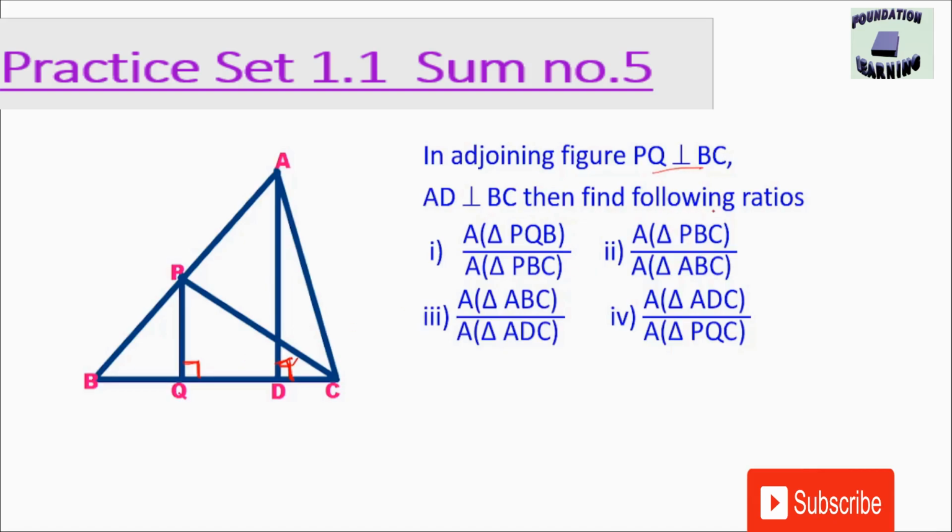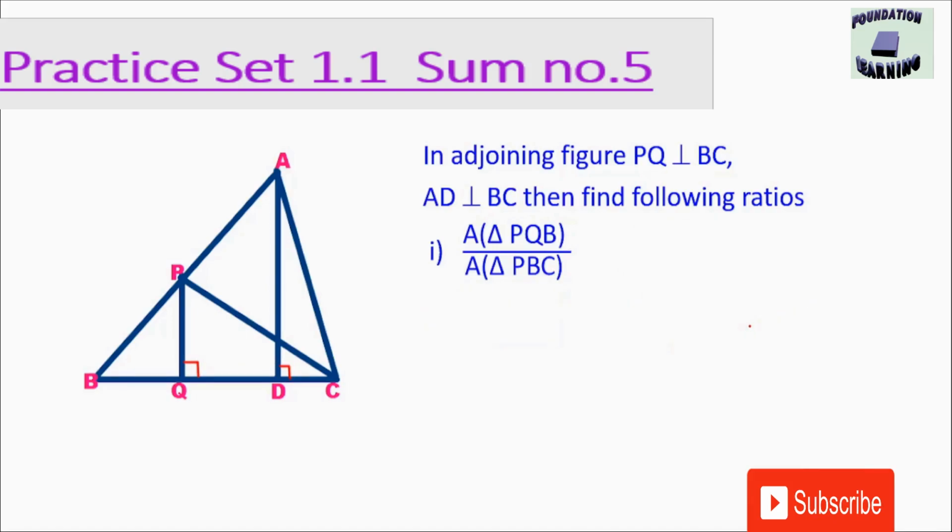Now we have to find the ratios of area of triangle PQB upon area of triangle PBC. Like this, 4 parts are there in this question. We will take one by one. So the first part was area of triangle PQB upon area of triangle PBC.